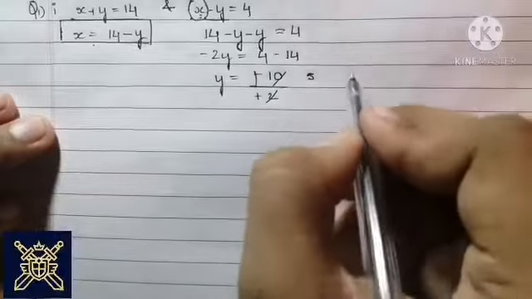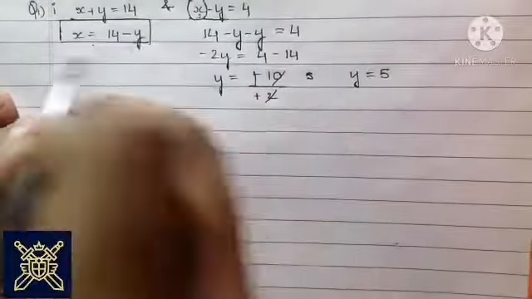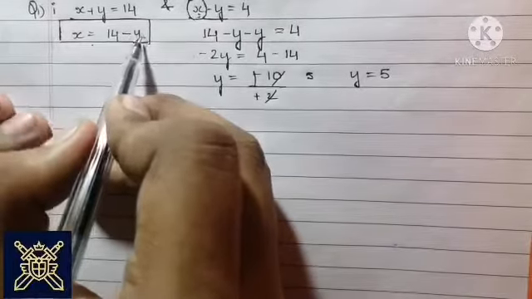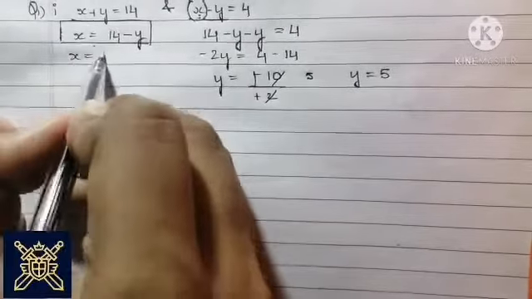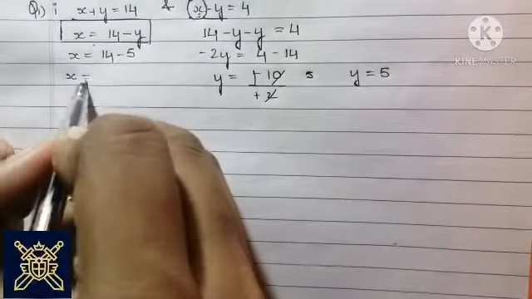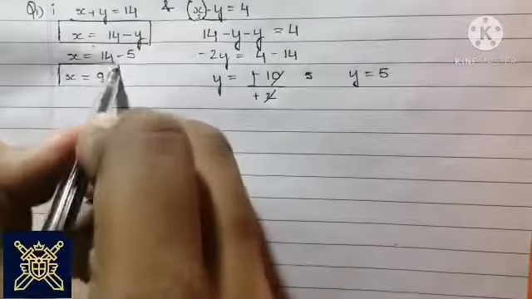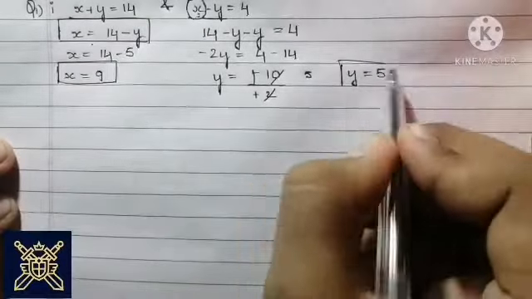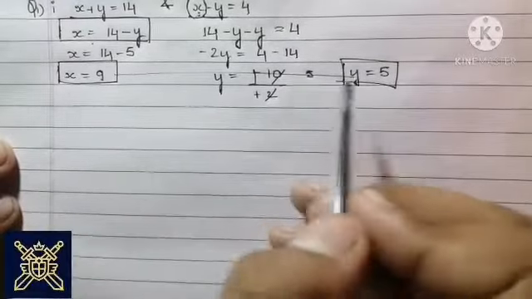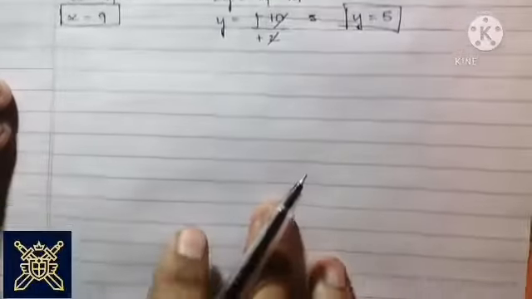And now since we have got that y is equal to 5, in any of the equations we put the value. So here if we put the value of y as 5, so x is equal to 14 minus 5. Therefore x is equal to 9. So x is equal to 9 and y is equal to 5. So this was the answer of the solution, and we have found it by substitution method. Let's move on to the second part.